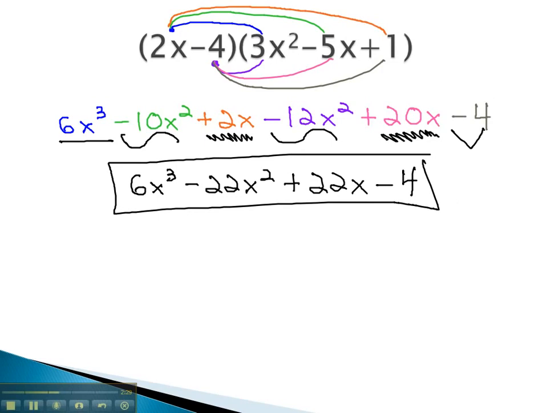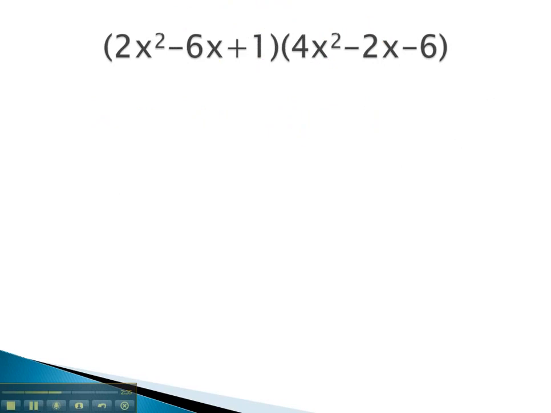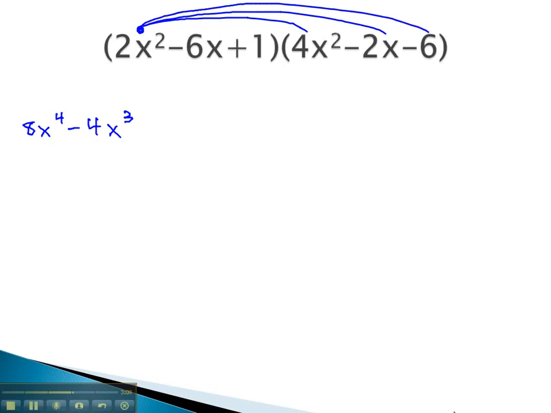Let's take a look at another example where we have to distribute each term all the way through the following polynomial. In this example, we have a trinomial out front. This means each of the three terms will distribute through the second polynomial. 2x squared times 4x squared is 8x to the fourth, adding the exponents. 2x squared times negative 2x is negative 4x cubed. 2x squared times negative 6 is negative 12x squared.